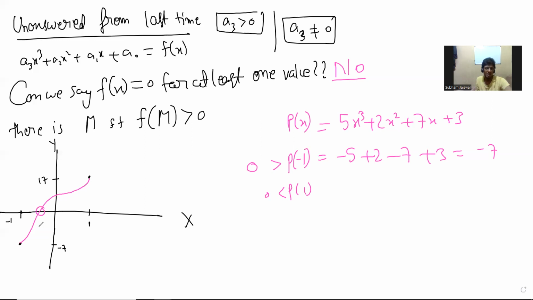Right? So see, we have not proved it and we will not try to prove this. This is a hard theorem to prove. As easy as it may look, when you try to prove that there is some value for which it is 0, you will fail.